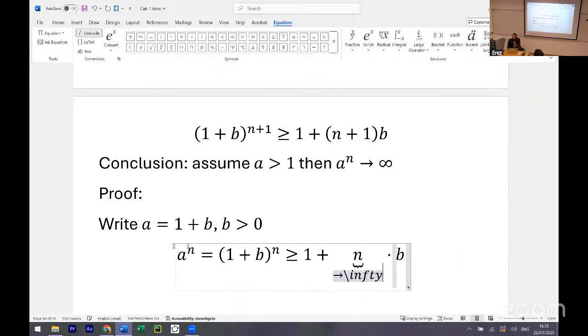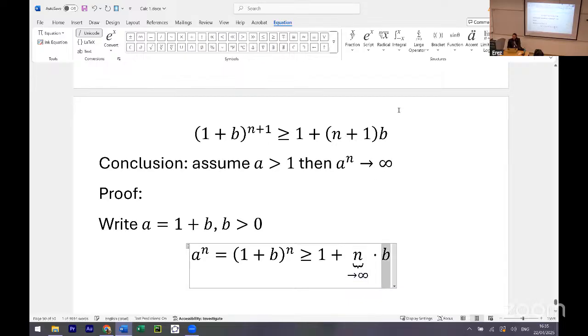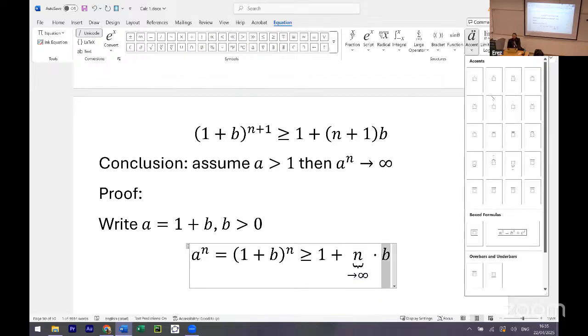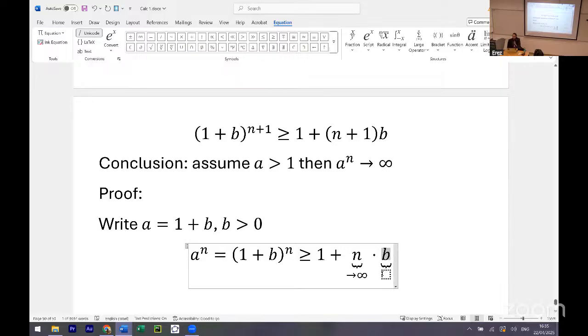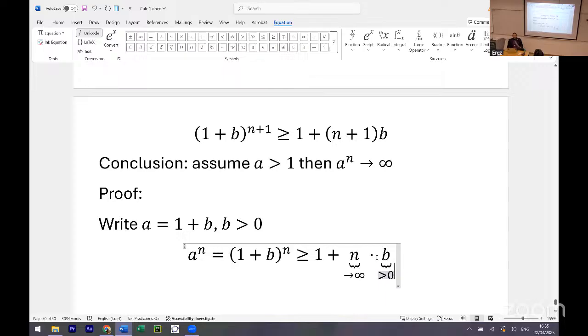The b is positive. It's quite important, because what would have happened if b was negative? Infinity times a negative number. What was the limit then? Negative infinity, and then it doesn't tell me anything. To be bigger than something that goes to negative infinity, there is no theorem there, right?